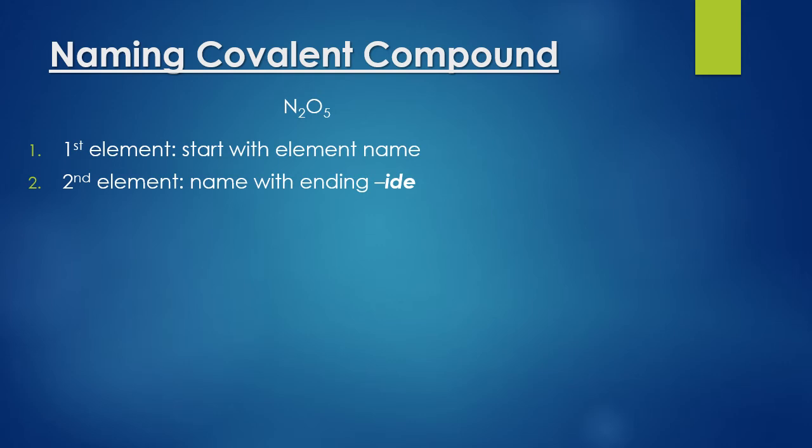Then you find the second element present and name that one as well. But the second element isn't going to be oxygen. We're going to add an ending to the second element present, and that ending is going to be an IDE ending.